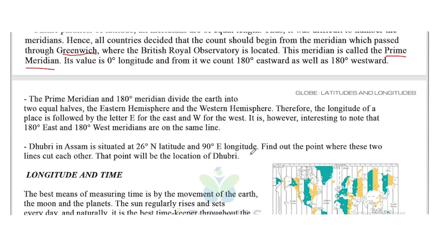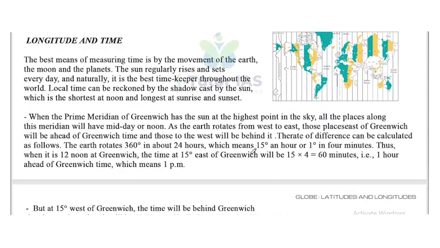Now, longitude and time. The best means of measuring time is by the movement of the Earth, the Moon and the planets. The Sun regularly rises and sets every day, and naturally it is the best timekeeper throughout the world. Local time can be reckoned by the shadow cast by the Sun, which is the shortest at noon and longest at sunrise and sunset. When the prime meridian of Greenwich has the Sun at the highest point in the sky, all the places along this meridian will have midday or noon.